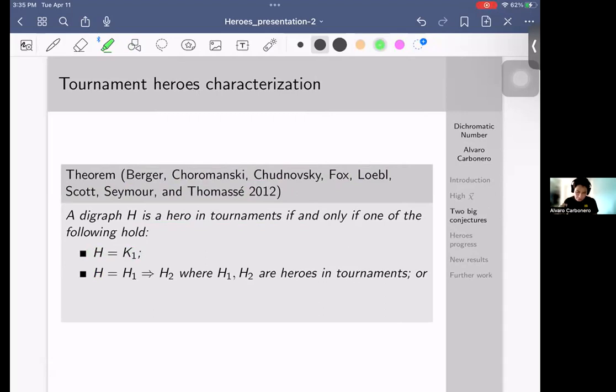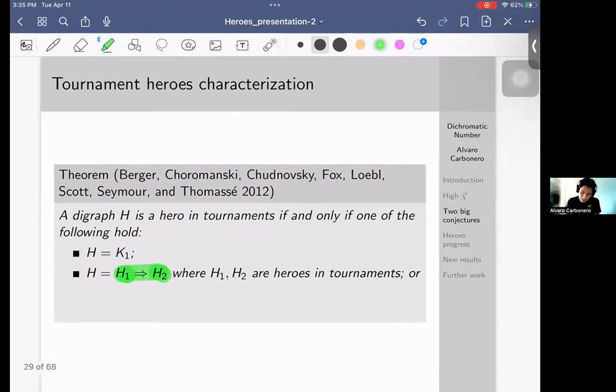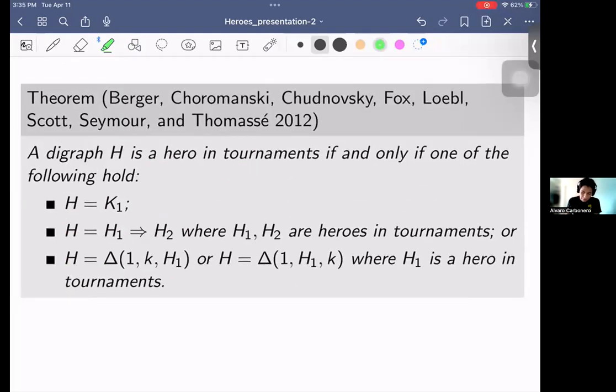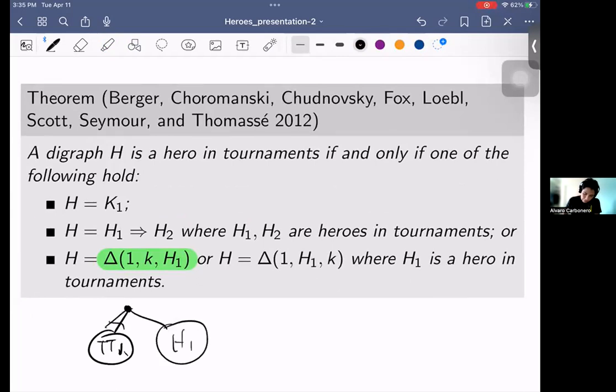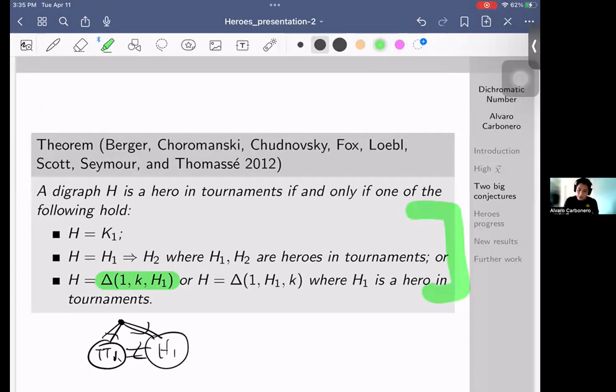The first one is this one. We can make one hero by looking at another one, or what I would say is concatenate them. We can concatenate one hero with another one to make a bigger hero. And we can make use of the delta operation. And we get that we can construct bigger heroes by using a transitive tournament and another smaller hero. So these operations create heroes. And what these people proved is that these are the only ways to create heroes. All heroes can be deconstructed through these methods.